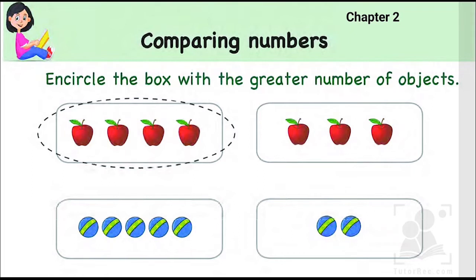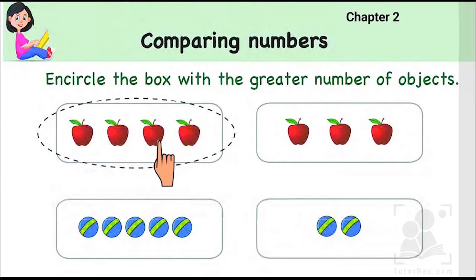This chapter starts with an exercise because we have already done this unit or the concept of comparing numbers, greater or smaller, in our previous grades. This exercise says encircle the box with the greater number of objects. The first one has been done for us.